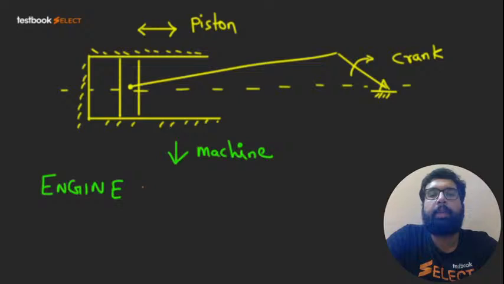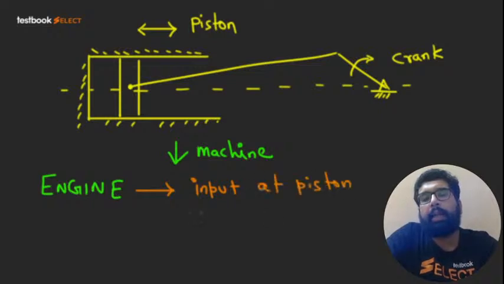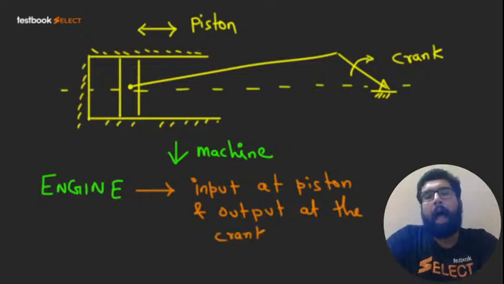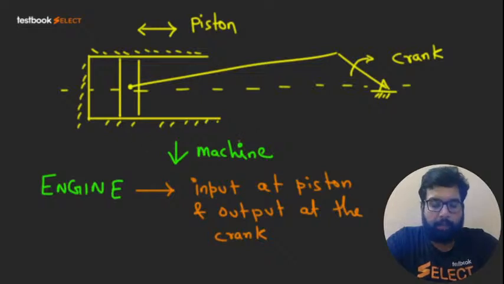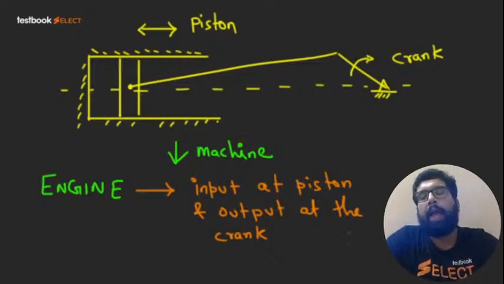So in an engine, if we are calling this arrangement an engine, then definitely we are taking input at the piston and output at the crank. Getting my point, beta? Right or wrong? Whenever a piston is reciprocating and the crank is rotating, we get constrained motion. But to call this arrangement a machine, we need to define where we are taking the input and where we are taking the output.